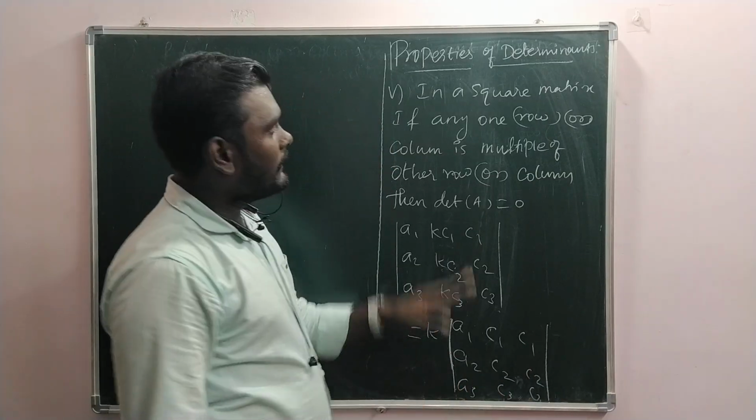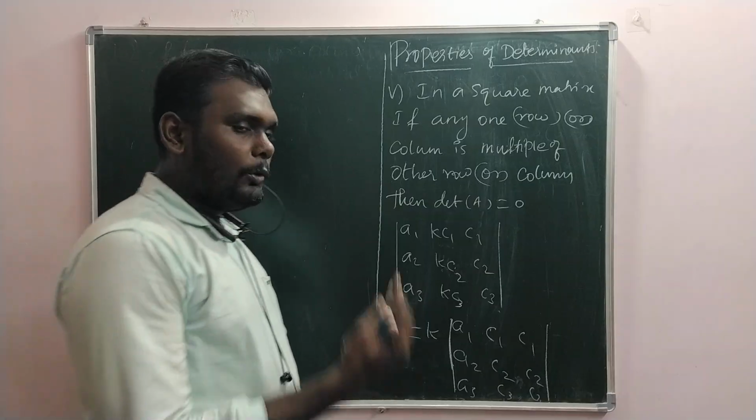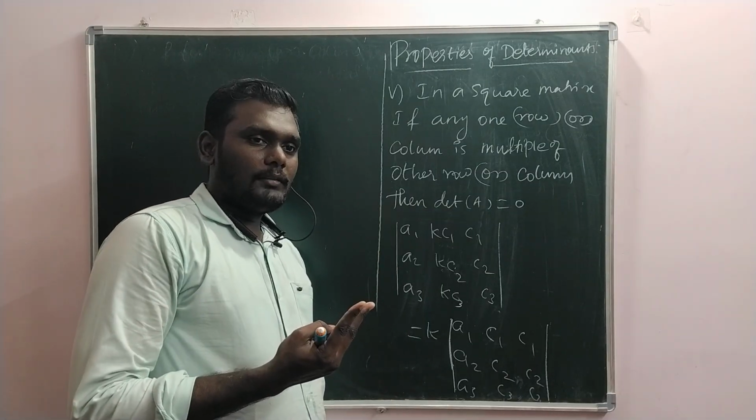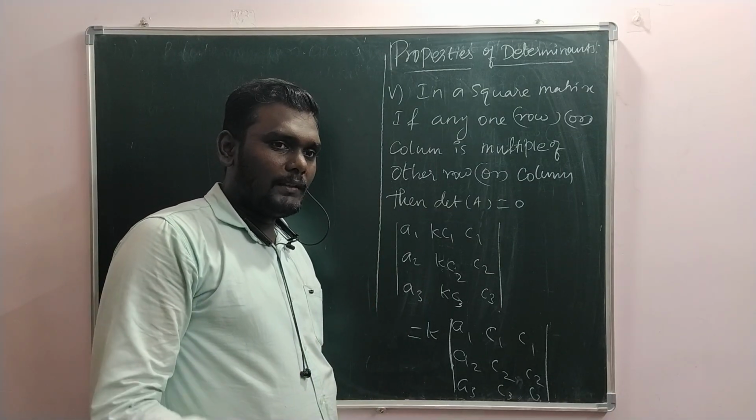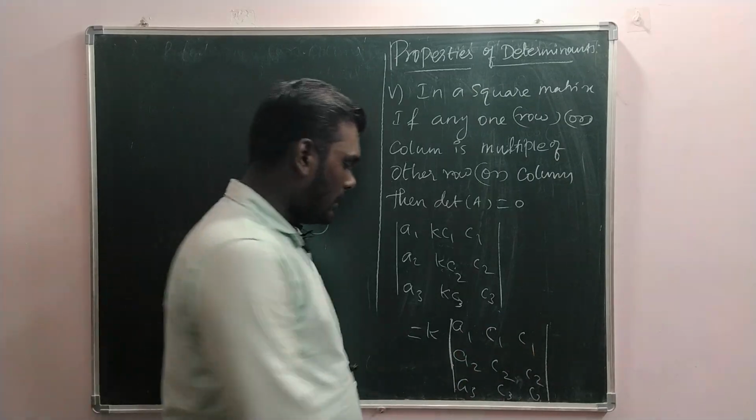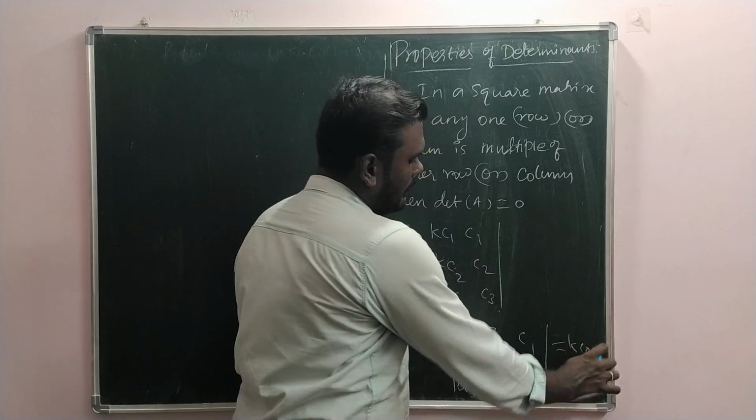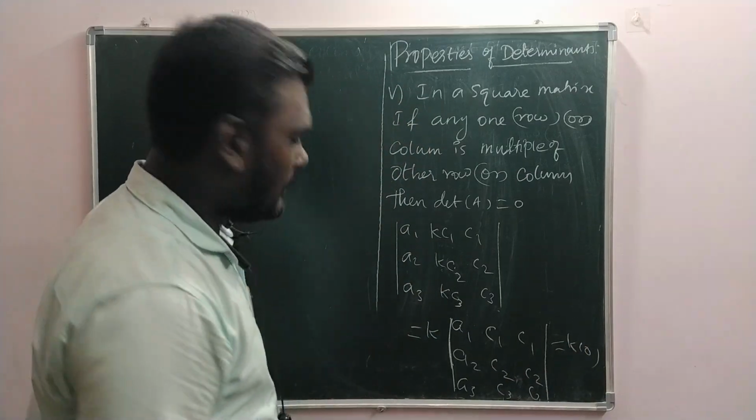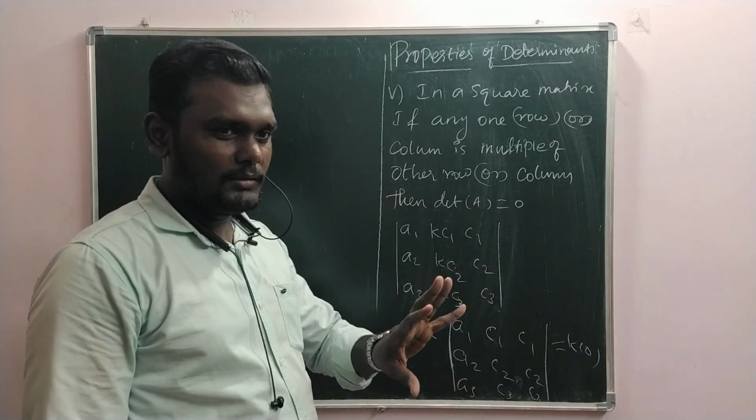Now, what does the previous one say? If any two rows are identical, then the determinant value will be 0. So, here two columns are identical, so we get the determinant value 0. So, that will become K into 0. That is why we find any multiple like this.